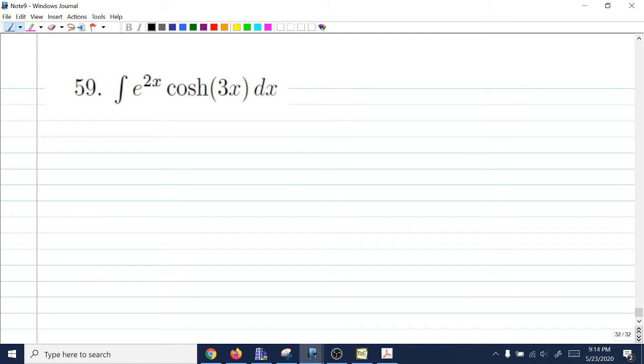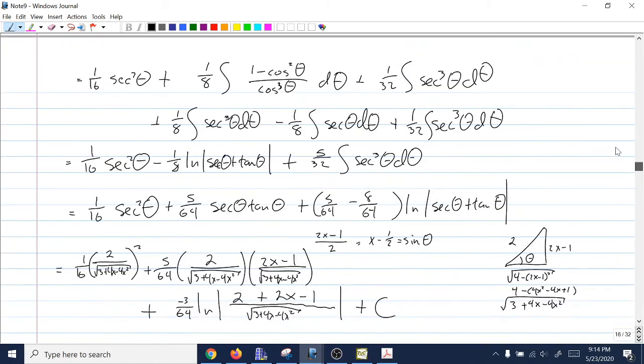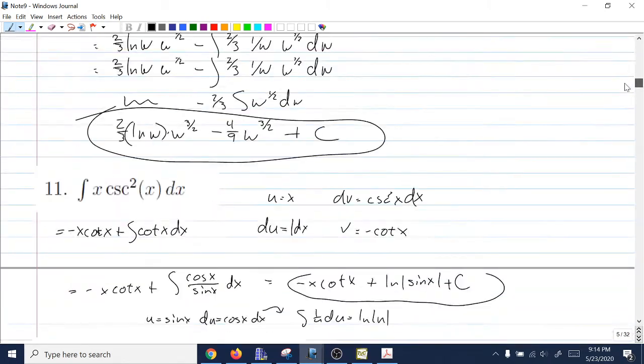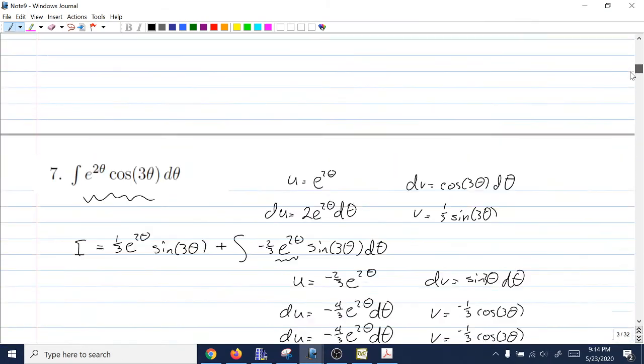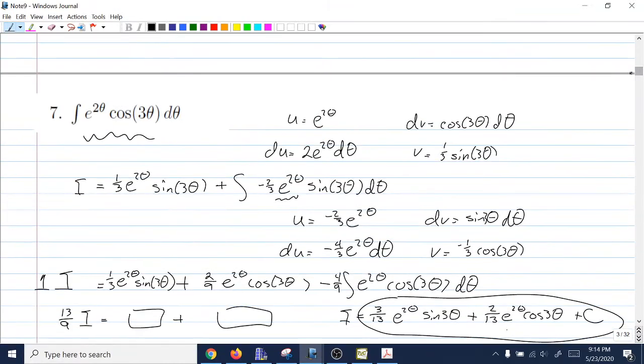If I had e to the 2x cosine 3x, I know I want to integrate it by parts twice and get back the original and then move that to the other side and divide. We did an example just like that earlier. Where was that? It was when we first hit parts. Yeah, this one. You integrate it by parts twice, move to the other side, divide by a constant. I've already done one very similar to this.